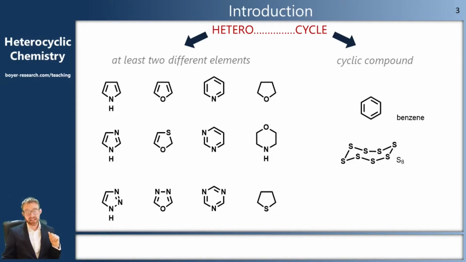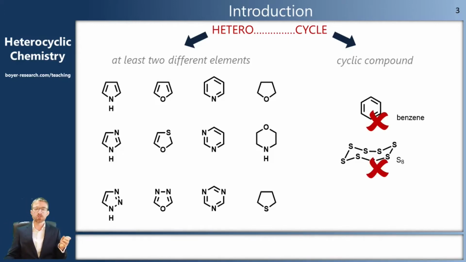Now, what's not a heterocycle? Well, cyclic compounds with all the same atoms. So, for example, benzene has got all carbon, or sulfur 8 has got all sulfur. So these are not heterocycles. There must be at least two different elements to make something a heterocycle.